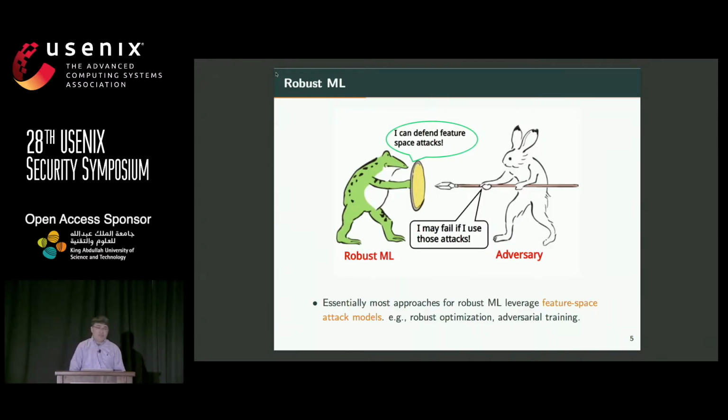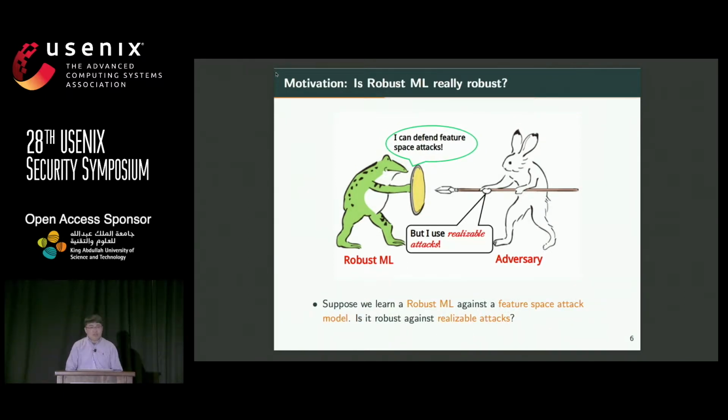As the feature space attack model is abstract, it is much easier to analyze compared to the realizable counterpart. Actually, most robust machine learning techniques leverage the feature space attack model. For example, those approaches using robust optimization, adversarial training, or even approaches using game theory.